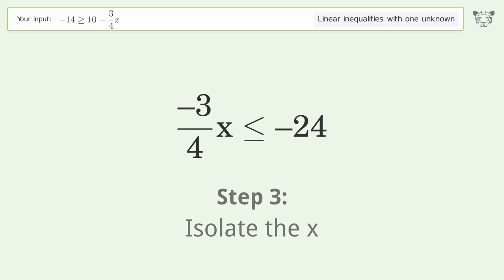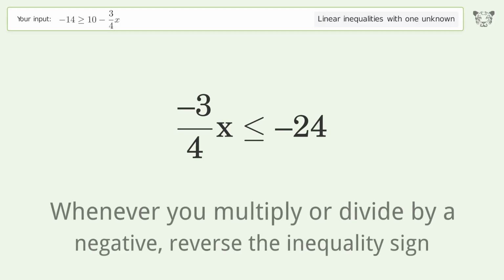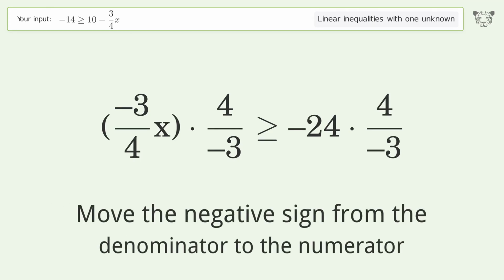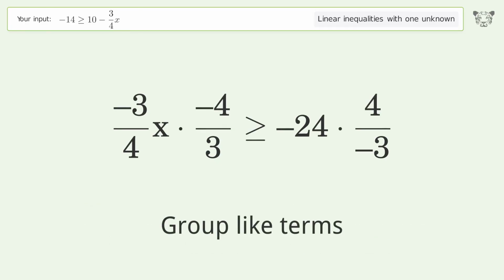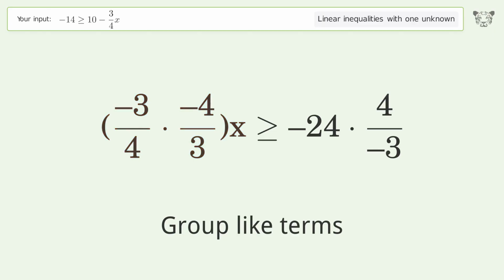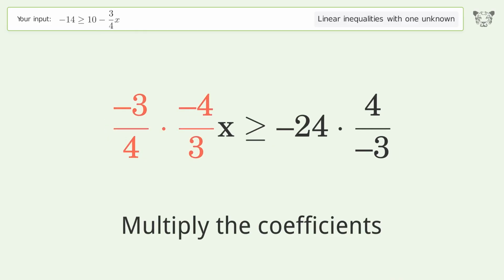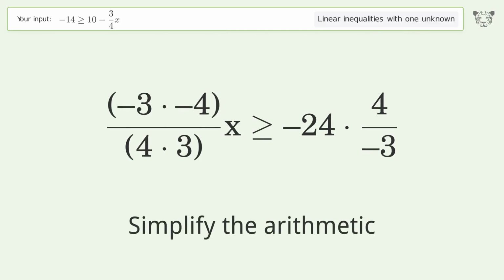Isolate the x. Multiply both sides by inverse fraction 4 over -3. Whenever you multiply or divide by a negative, reverse the inequality sign. Move the negative sign from the denominator to the numerator. Group like terms. Multiply the coefficients. Simplify the arithmetic.